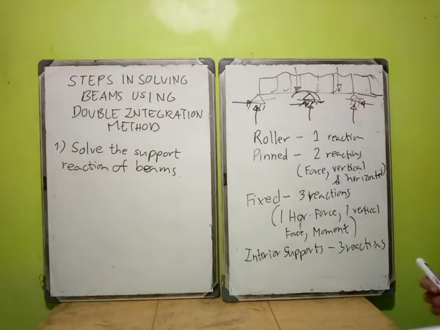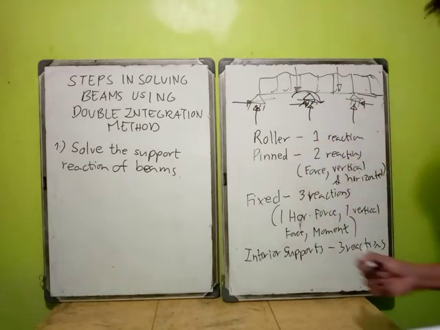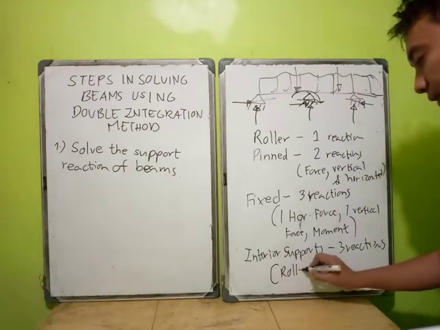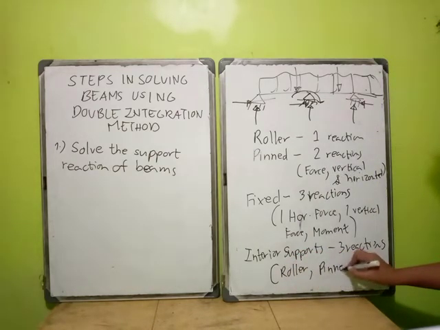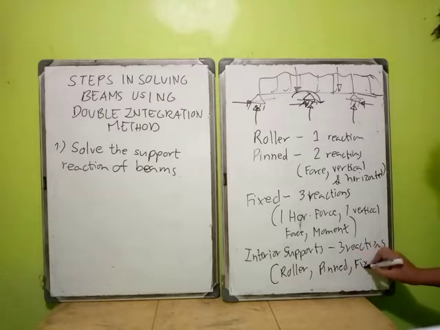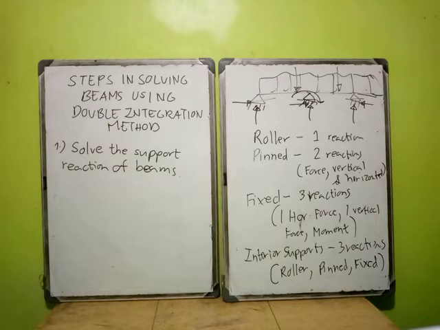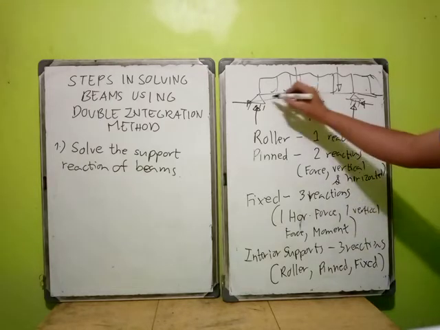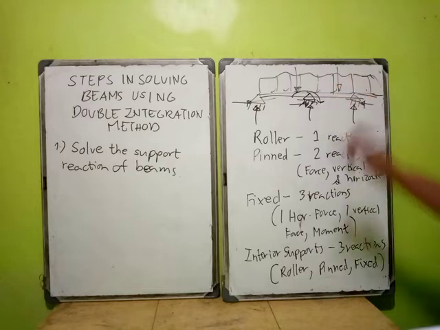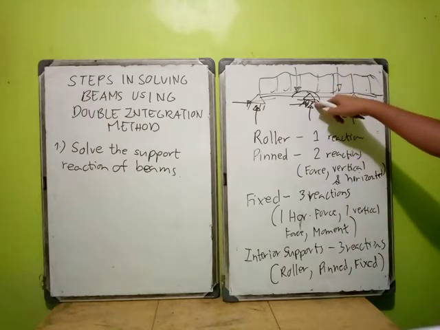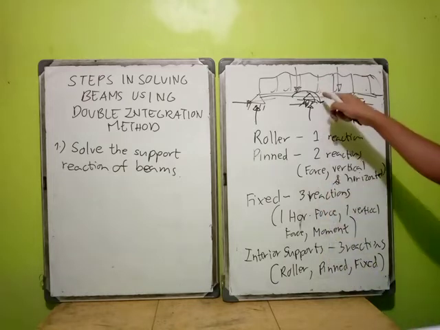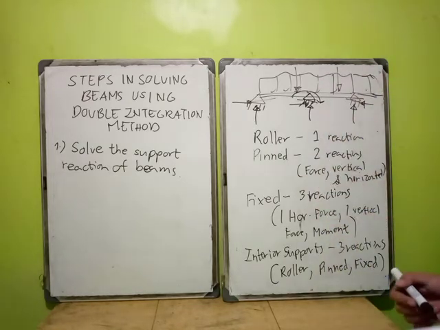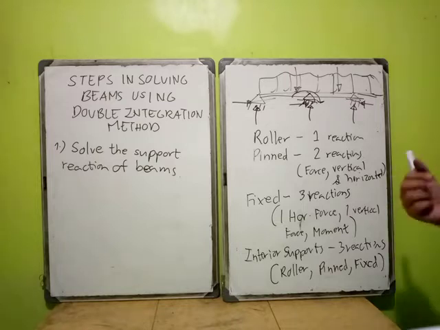Also there is an exemption. Kapag interior supports na roller or pin, we are talking about roller, pin, or fixed. So there is also an exemption here. There are times that there is an interior hinge. If it is stated in the problem that it is an interior hinge, therefore it has only 2 reactions. But otherwise, if it is an interior support, roller, pinned, or fixed, it has 3 reactions. So that is how it is.